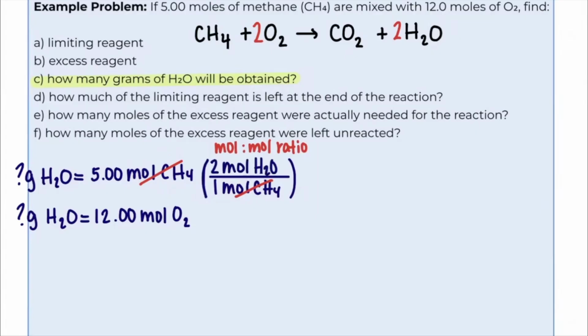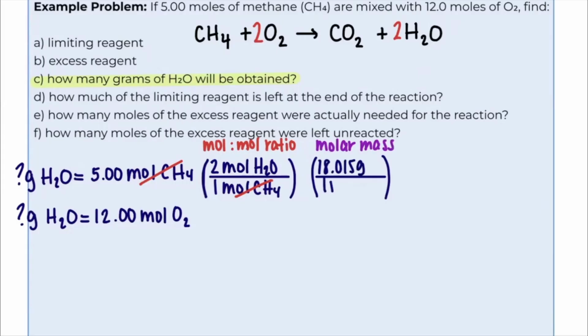Now we have moles of H2O, we can easily go to grams of H2O by using the molar mass. Again, remember, anytime you have the same substance, in this case H2O, and you want to go from moles to grams or grams to moles, you can use molar mass. So going ahead and finding the molar mass, you end up getting about 18.015 grams of H2O per 1 mole of H2O.